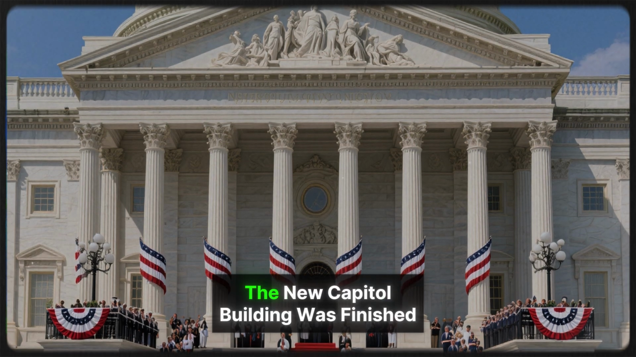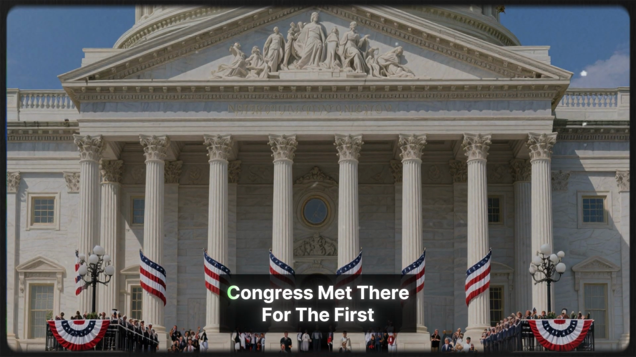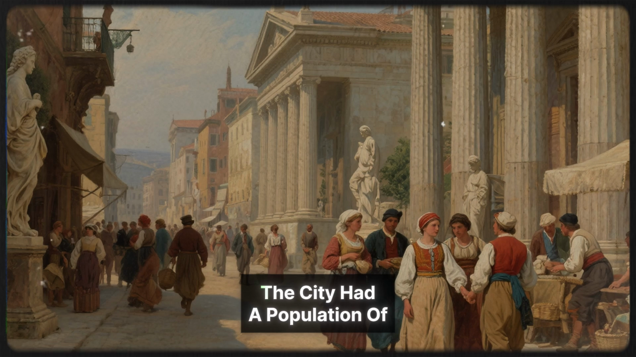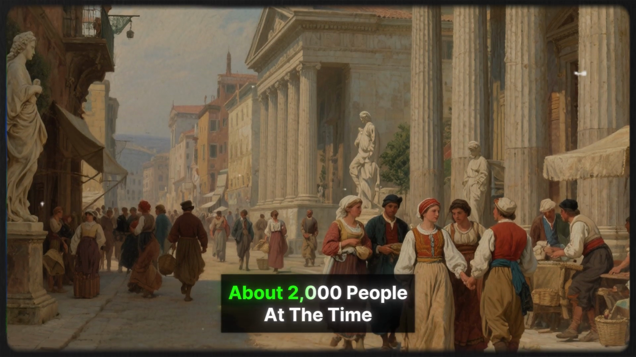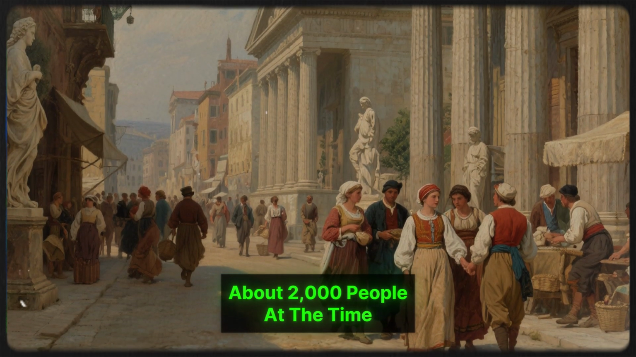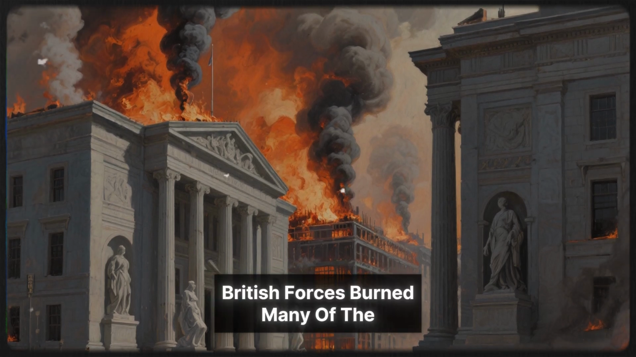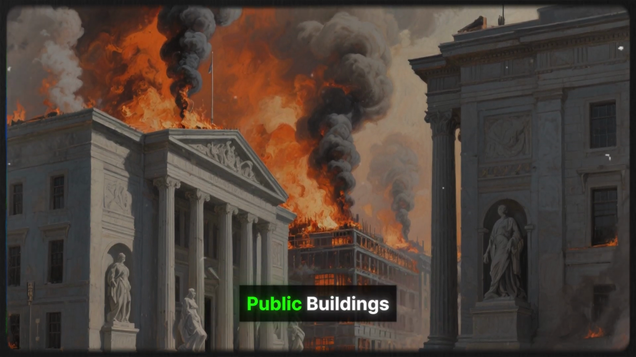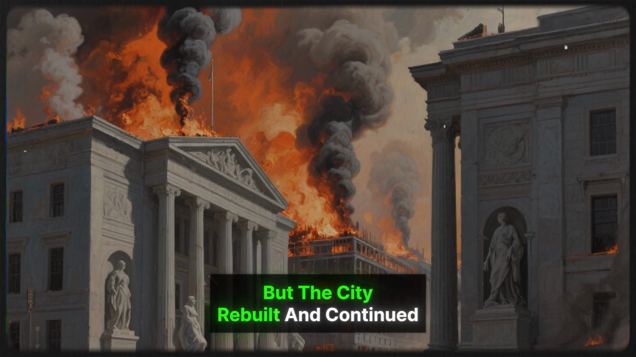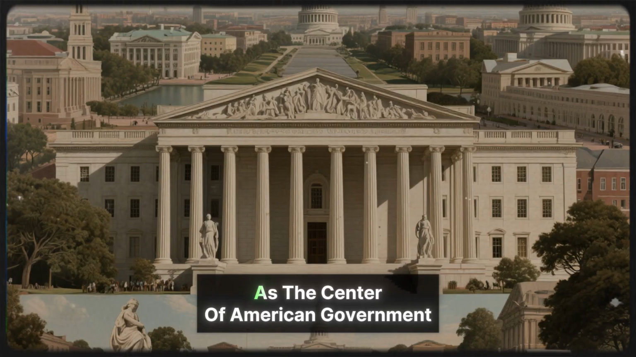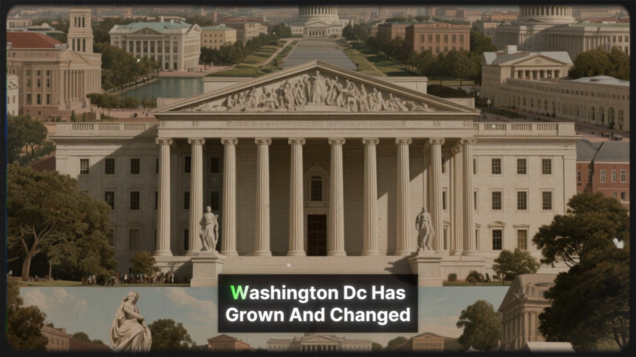By 1800, the new Capitol building was finished, and Congress met there for the first time. The city had a population of about 2,000 people at the time. During the War of 1812, British forces burned many of the public buildings, but the city rebuilt and continued to grow. As the center of American government, Washington, D.C.